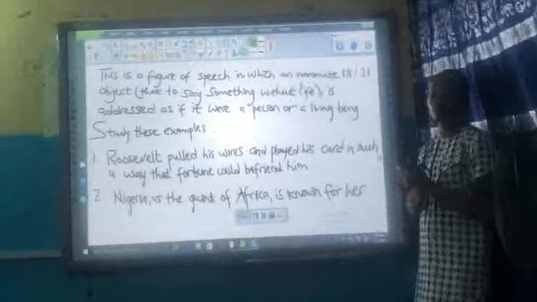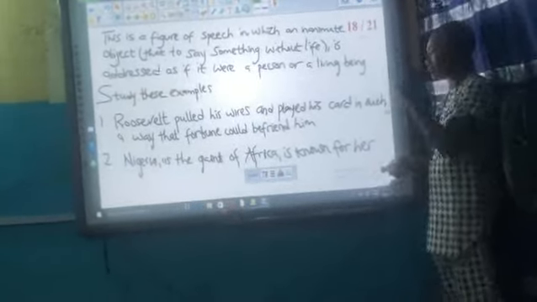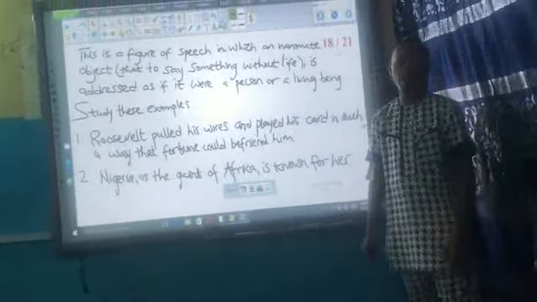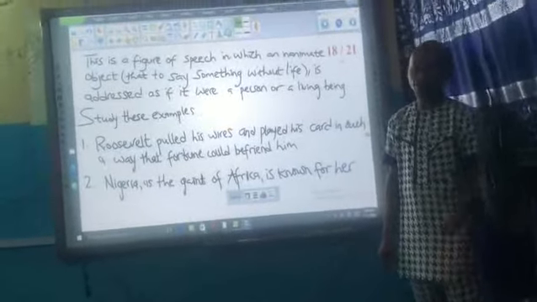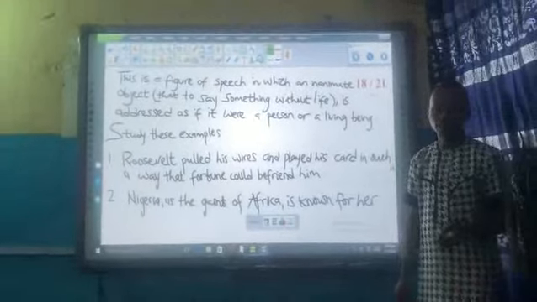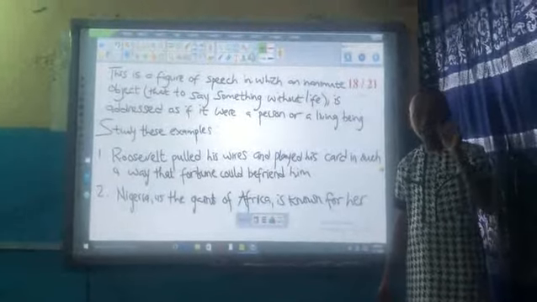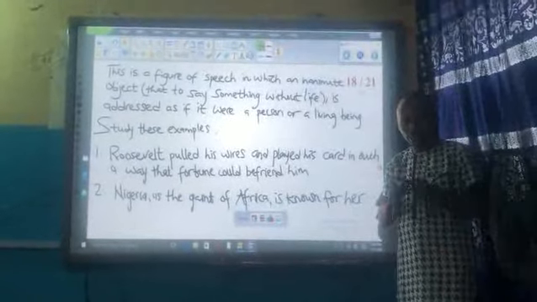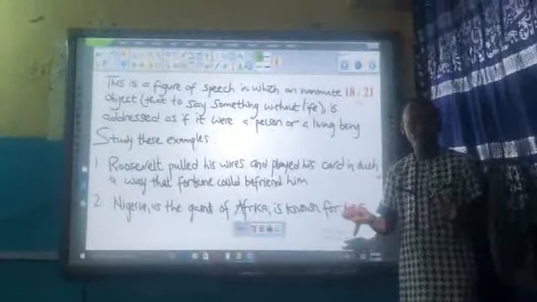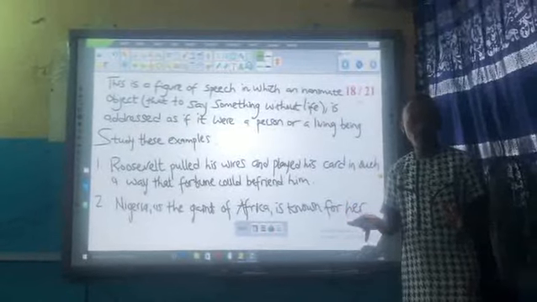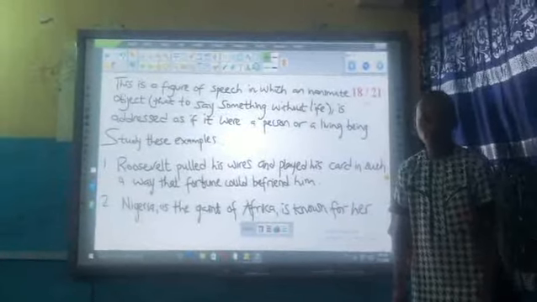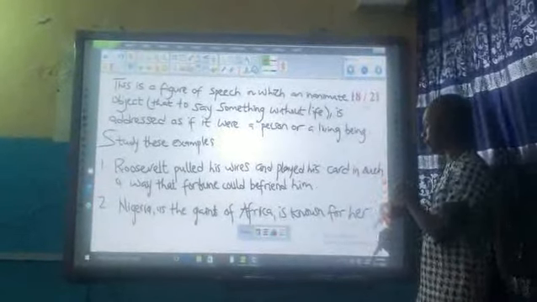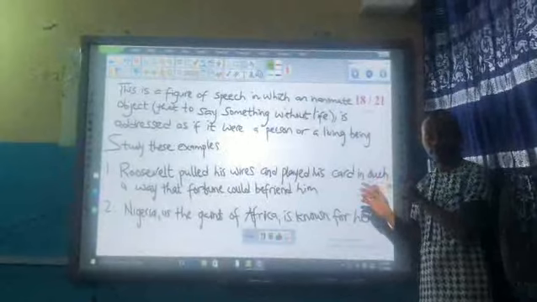It's not just because we want to construct the statement, but there are elements, just like I told you when we were considering hyperbole and metaphor. All these figures of speech have their elements that make them what they are. And when you are able to rightly identify them, the question before you is already solved. Roosevelt pulled his wire and played his card in such a way that fortune could befriend him. I'm still coming to why this was personification.